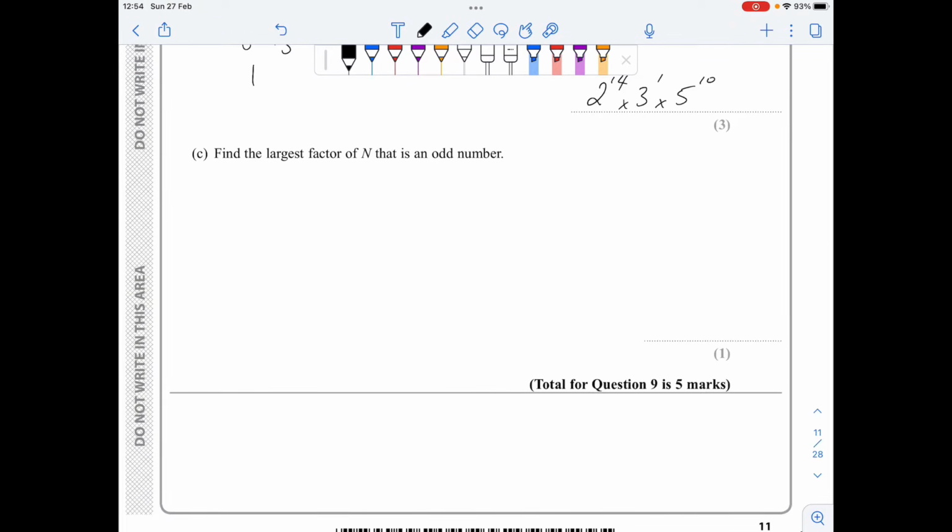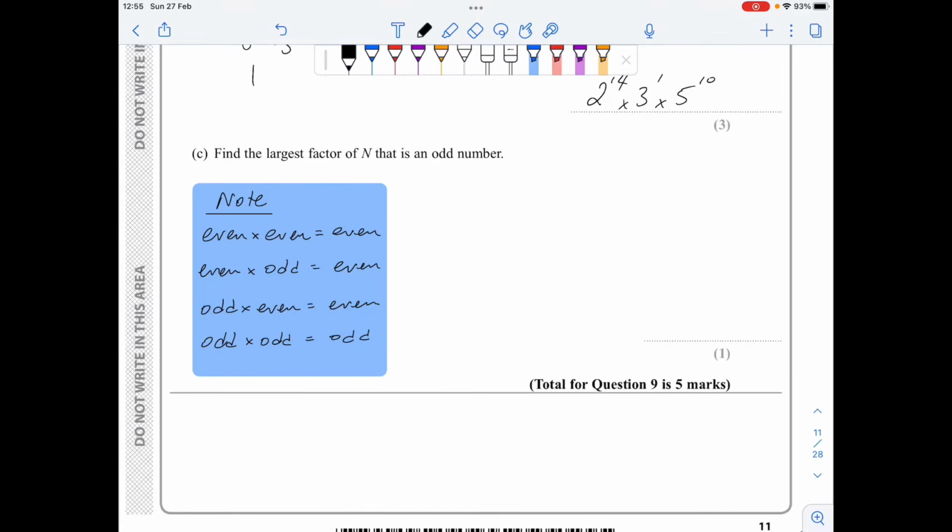Now for part C, note the following. If I multiply two numbers and at least one of them is even, then the product will be an even number. The only case I'm going to get a product which is odd is if I multiply two odd numbers.